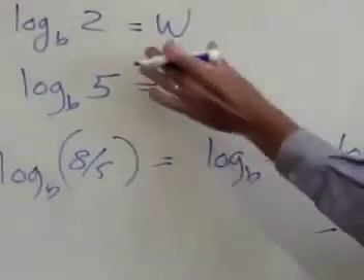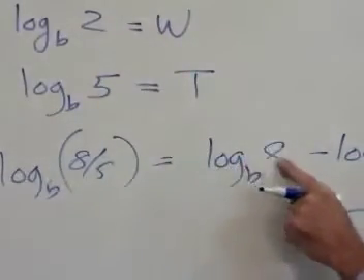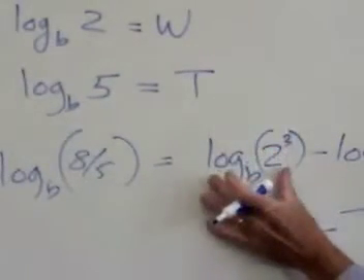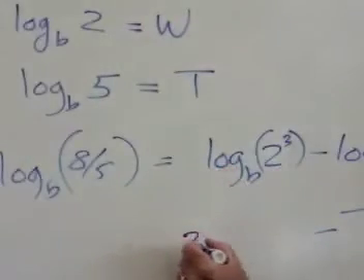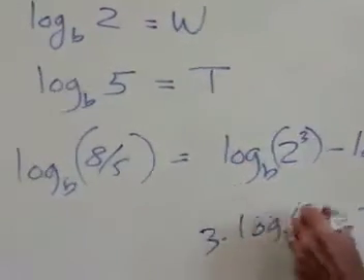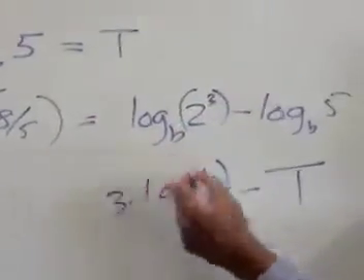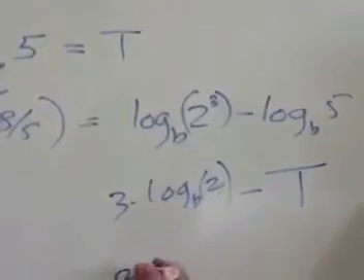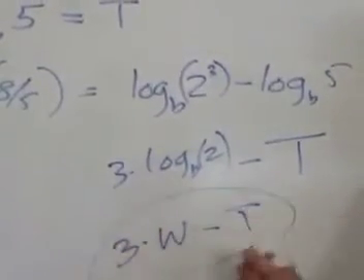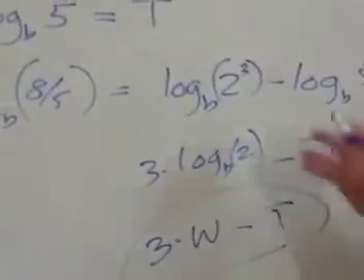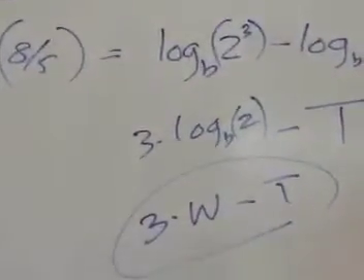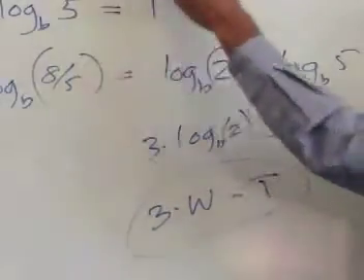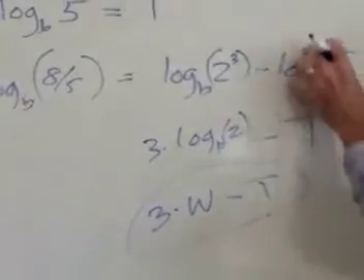This, unfortunately, I don't see what that is yet, but then I realized 8 can be written as 2 cubed. And the log of 2 cubed, I can rewrite that as 3 times the log of 2, using a property of logarithms. And then this, of course, I do recognize as the letter W. So the answer is 3W minus T. A lot of students find those type of problems a little difficult, but basically all you're doing is showing off that you know the laws of logarithms and you are systematically substituting letters for expressions.